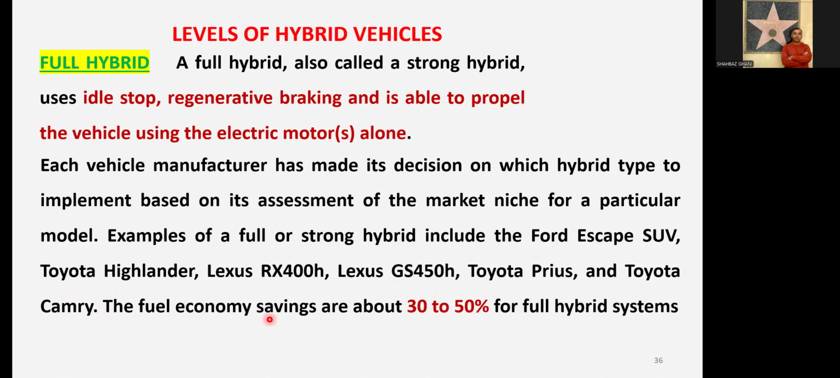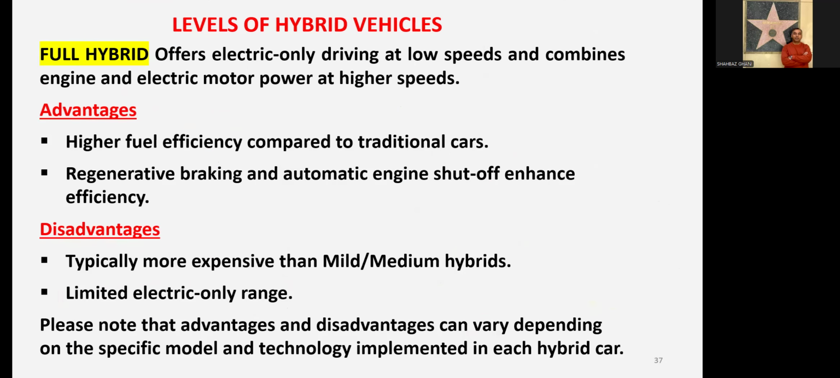The fuel economy saving is about 30 to 50% for a full hybrid system. Now, the full hybrid offers electric only driving at low speed and a combination of engine and electric power at high speed. At low speed it is electric driven, but at high speed it is a combination of engine and electric motor power.